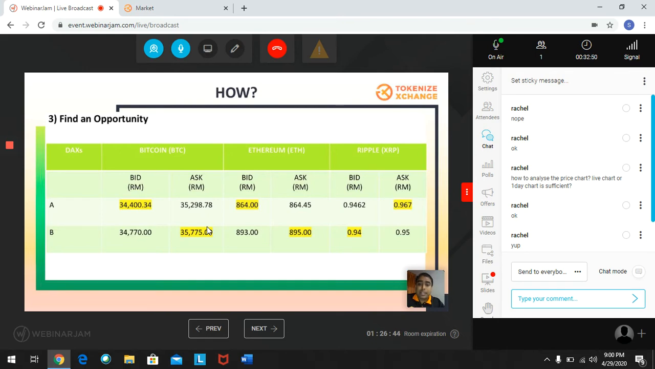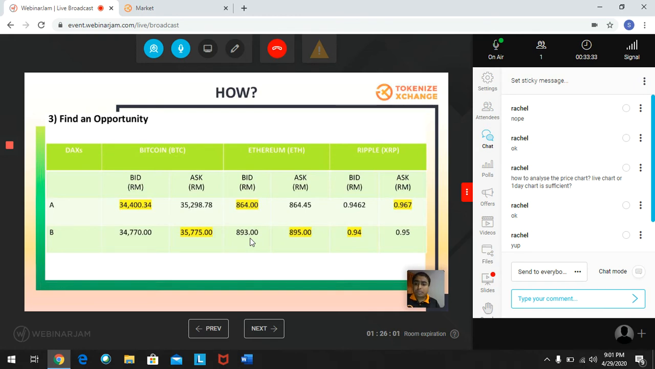Same thing in Ethereum as well. On platform B, the Ethereum buying price is 893 ringgit Malaysia. But look at platform A, it's only 864. So I'd rather buy at platform A and try to sell at platform B. So I can probably get weekly gains by just doing this. If you are an active trader, you can even do it on a daily or 2-day basis. You buy today and probably sell tomorrow. You can even do that. So small price differences make a very huge opportunity for you.